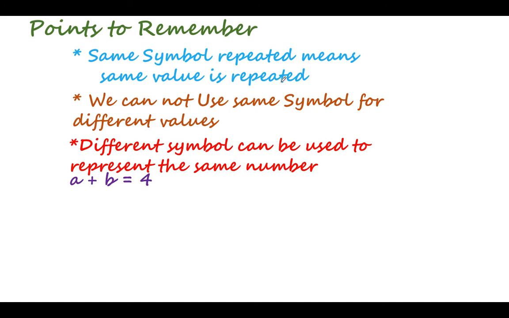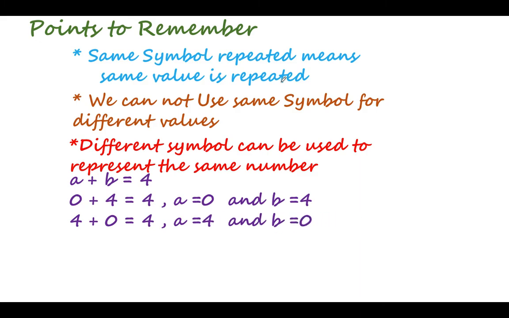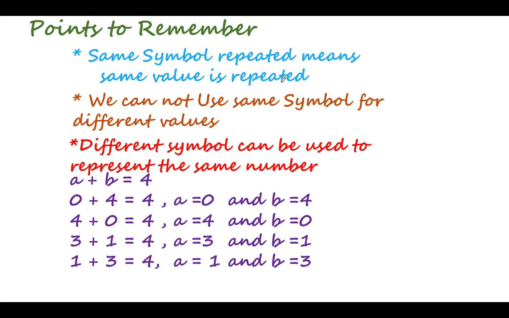And there is a numerical example. Suppose I have a plus b is equal to 4. There are different sets of values which will satisfy this equation, like 0 plus 4 is equal to 4, where a is 0 and b is equal to 4. I can have the value of a as 4 and b as 0. Or I can have the value of a as 3 and b as 1, then also my answer will be 4. Or I can have a as 1 and b as 3, or I can have both a and b as 2. So here a and b both are representing the same number 2.